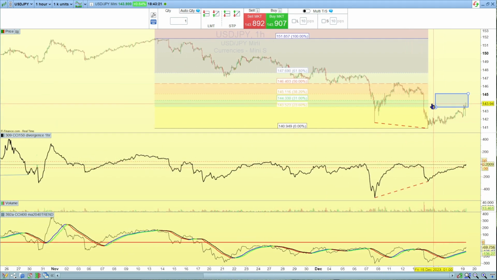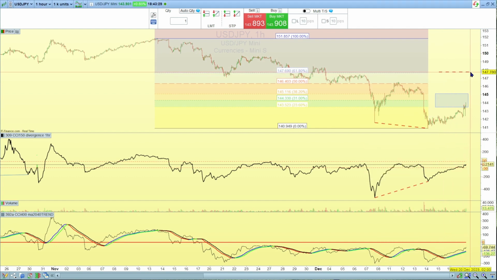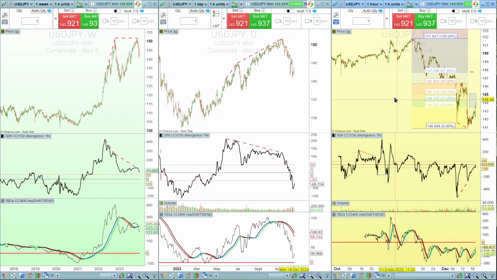Now, before we get too excited about going long, I'd like to see a break above this 61% level, that area there. That's the key area to look out for. So if it breaks above that, then that gives us a more positive outlook in terms of going long on the US Japanese, but at the moment it's very far away from that particular area.